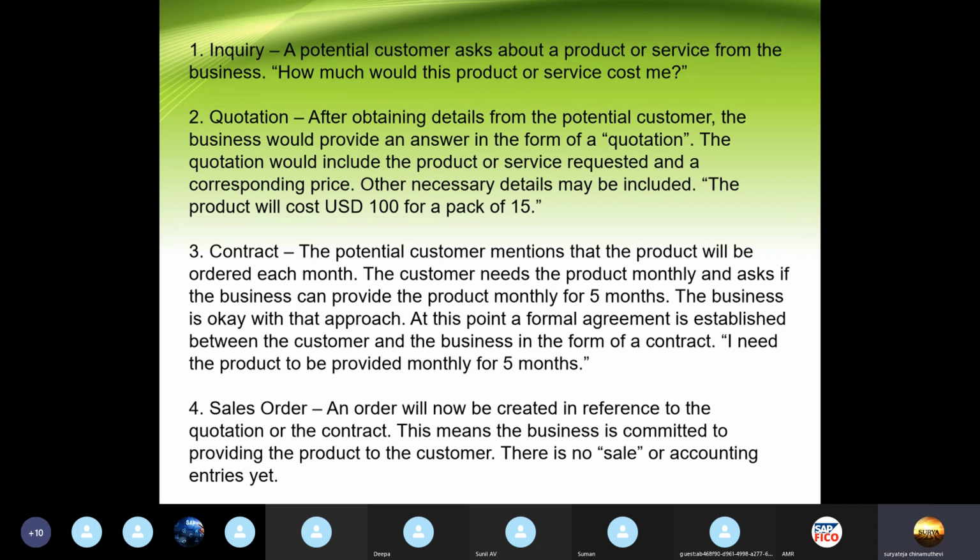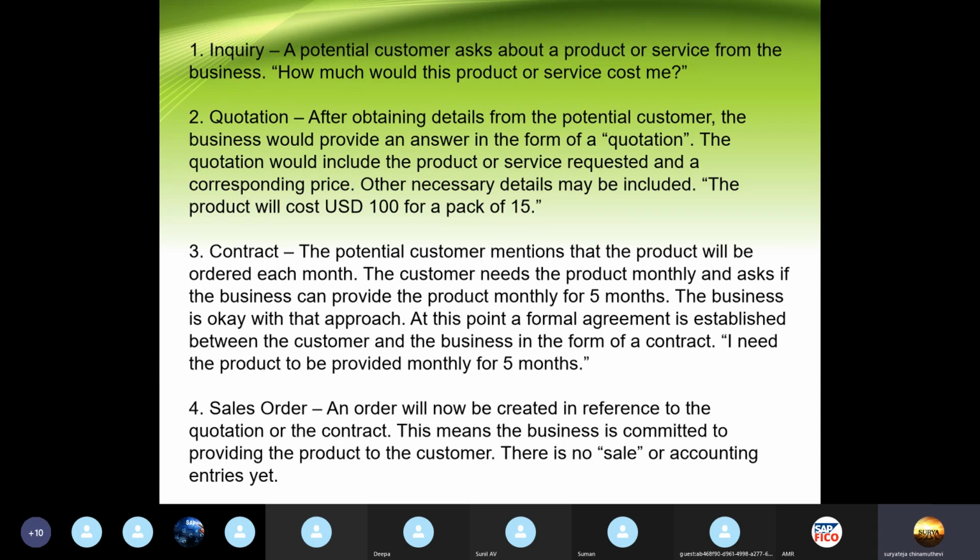Contract. The potential customer mentions that the product will be ordered each month. The customer needs the product monthly and asks if the business can provide the product monthly for 5 months. The business is okay with that approach. At this point, a formal agreement is established between the customer and the business in the form of a contract. I need the product to be provided monthly for 5 months, like that. Then comes the sales order.